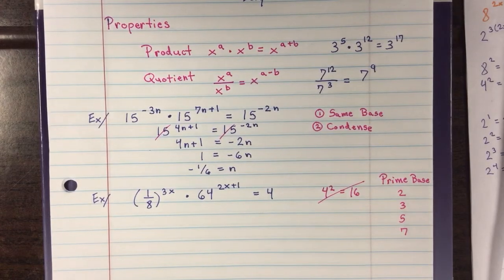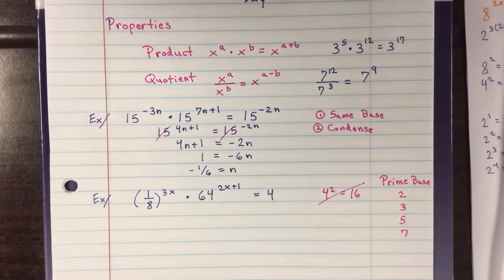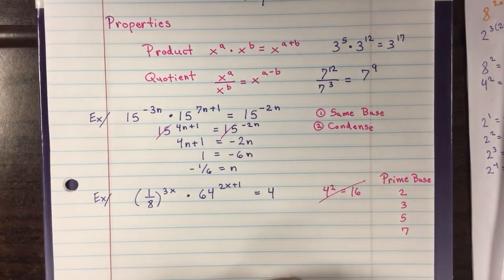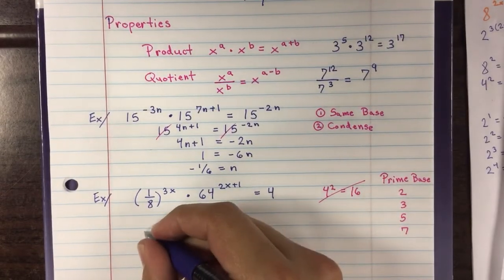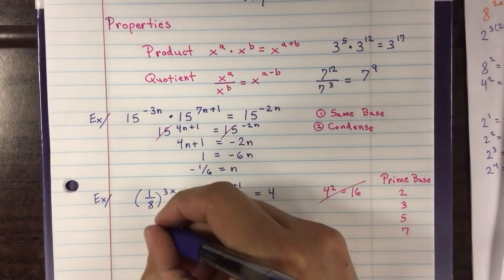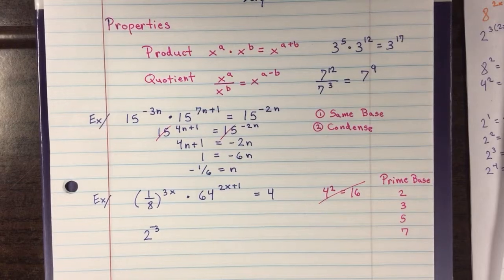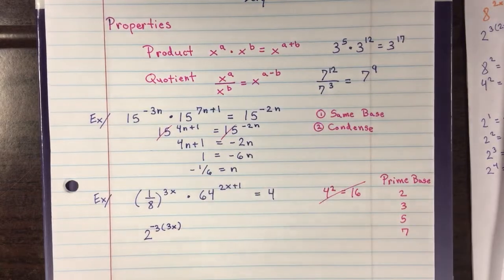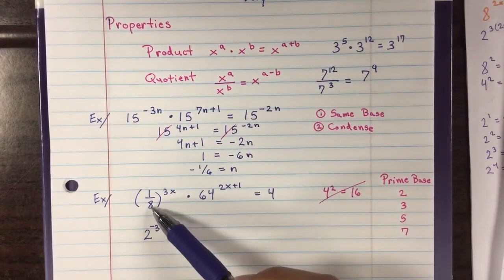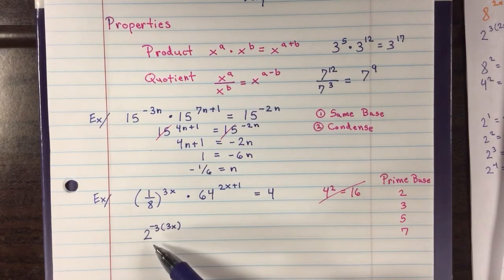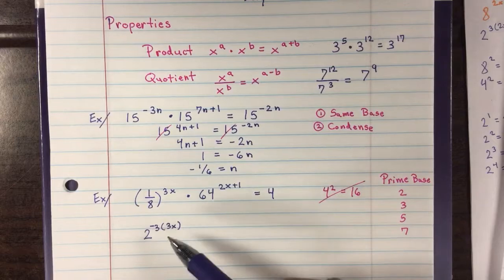All right, so since we have 8, 64, and 4, our base should be 2. So let's change them. Do the 8. 8 is really 2 to the 3rd. But since it was a fraction, it's negative 3 as a power. I'll say that again. 1 over 8, a base of 2 for 8 would be 2 to the third power. 2 to the third gives me 8. But since it was a fraction, you got to put the negative.